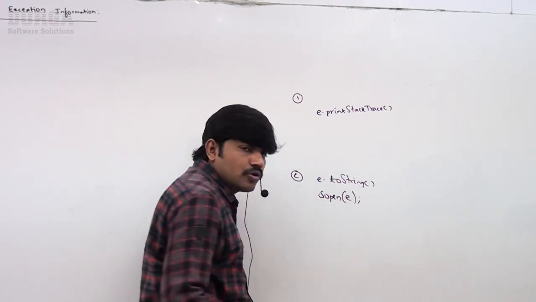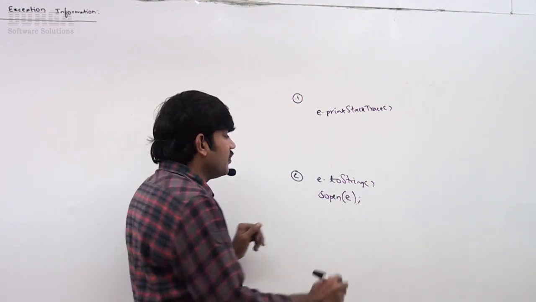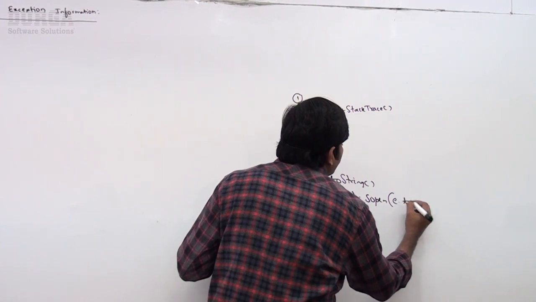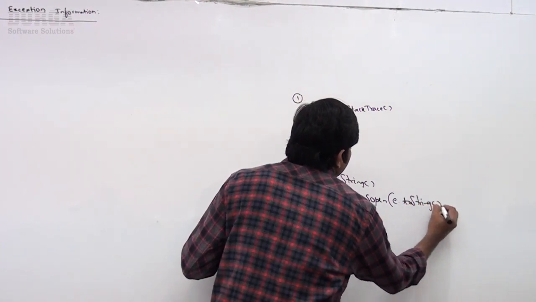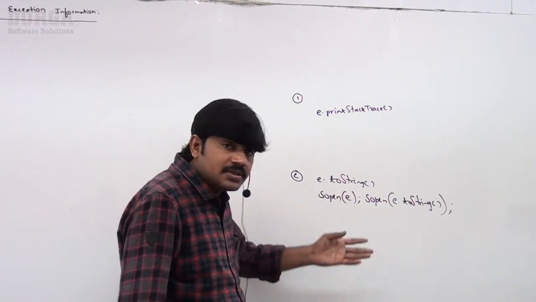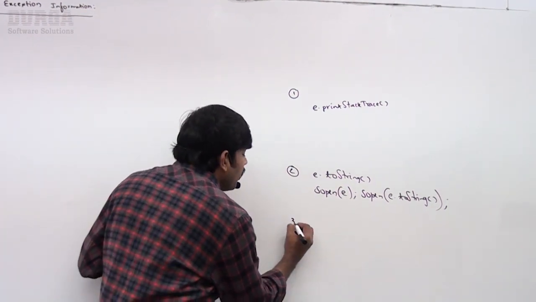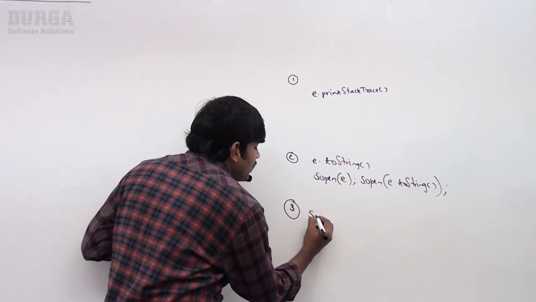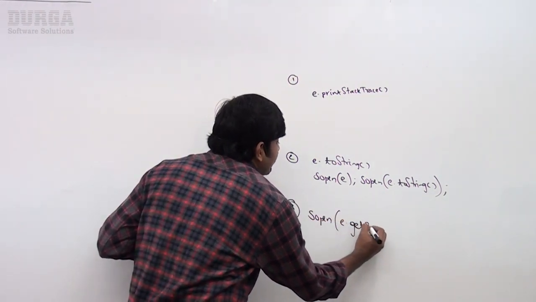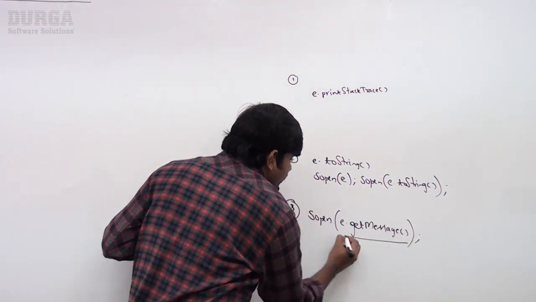Whenever we are trying to print any object reference, internally the toString method will be called. So SOP of e or SOP of e dot toString, both are always the same. Or some people may follow System.out.println of e dot getMessage. e dot getMessage also.